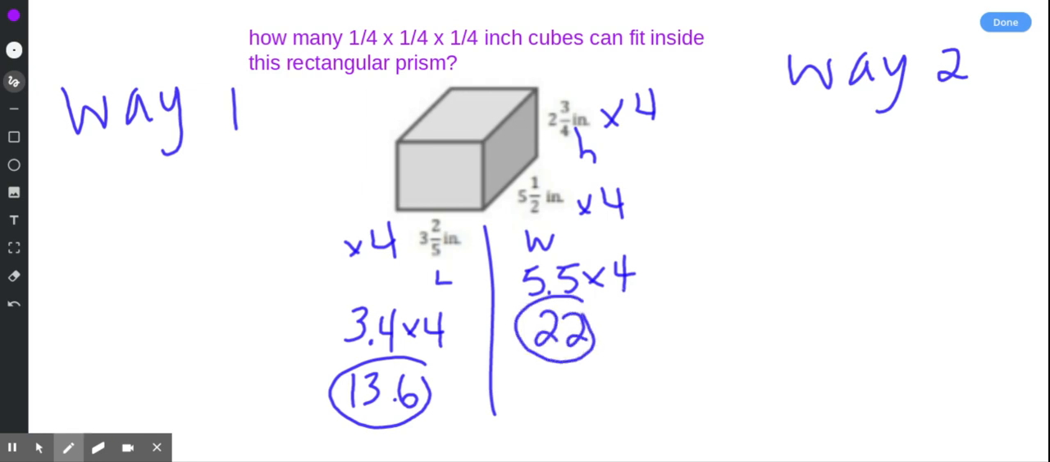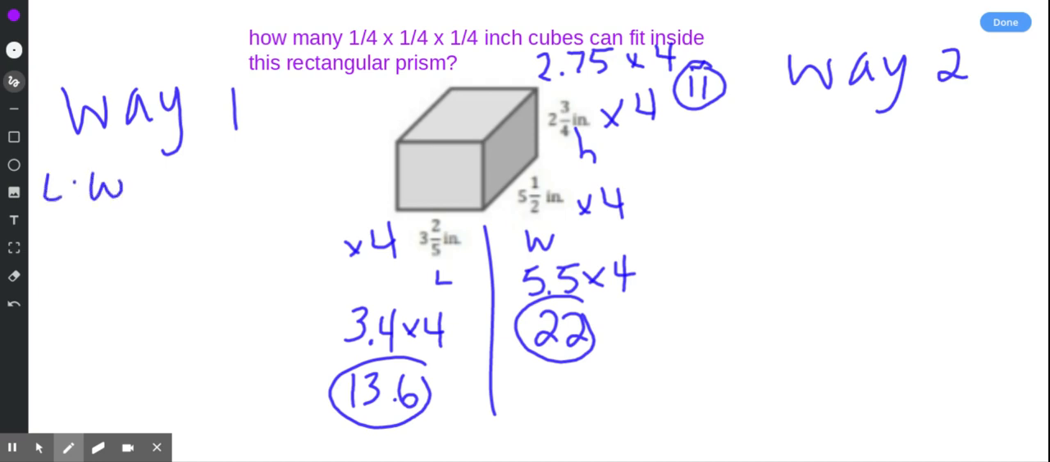And then I'm going to take my height, 2 3/4 is 75 hundredths. And if I don't know, I can just do my 3 divided by 4 in my calculator. And I'm going to multiply that by 4 in my calculator. And that gave me 11. So now that I have these new dimensions, my new length, my width, and my height, now I'm just going to solve for the volume using those.